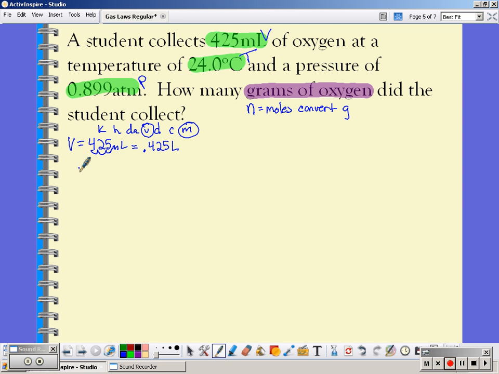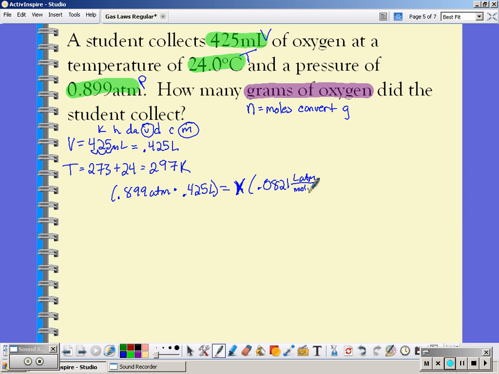Temperature has to be in Kelvin. So 273 plus 24 gives us 297. And then I can plug it in. My pressure times my volume equals my moles, which is X, times the gas law constant times my temperature.